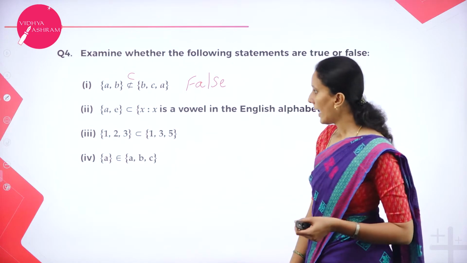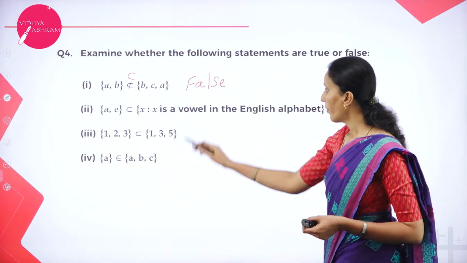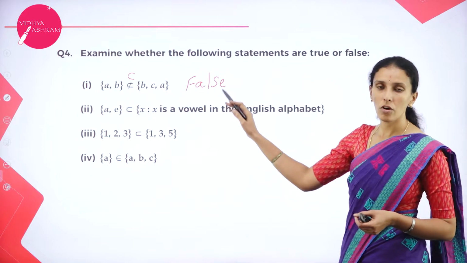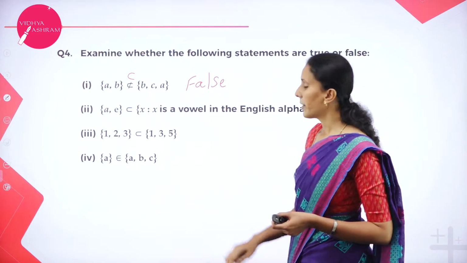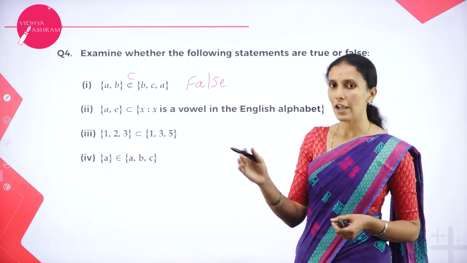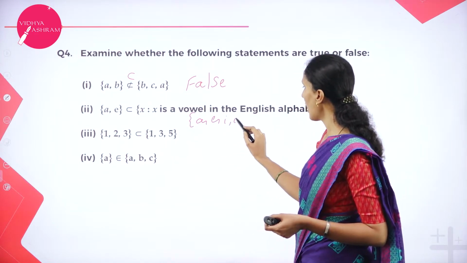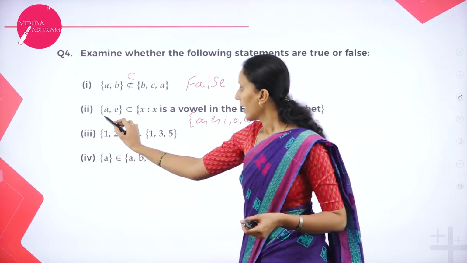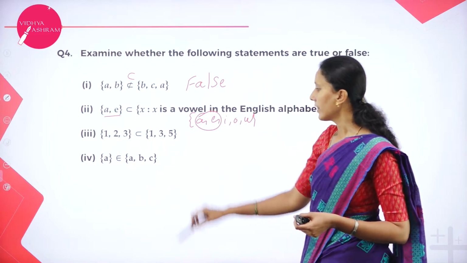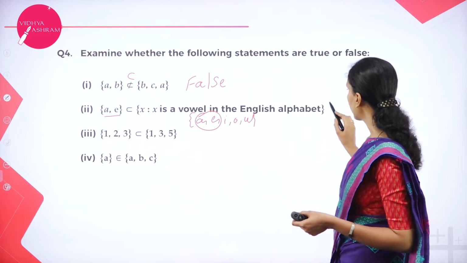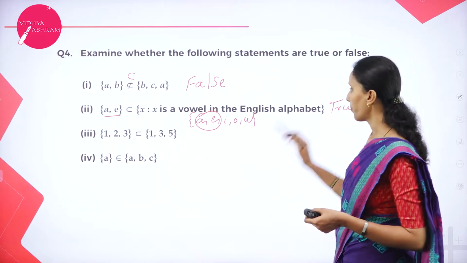Next, {A, E} is a subset of vowels in English alphabets. We know vowels in English alphabets means it contains A, E, I, O, U. So this set has the elements A, E, I, O, U. Clearly, {A, E} is in this set. So therefore, the given statement is true.